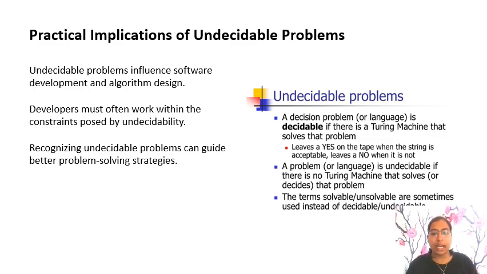Undecidable problems. A decision problem or a language is decidable if there is a Turing machine that solves the problem. It leaves a yes on the tape when the string is acceptable, and leaves a no when it is not. A problem or a language is undecidable if there is no Turing machine that solves or decides that problem. The terms solvable or unsolvable are sometimes used instead of decidable and undecidable.